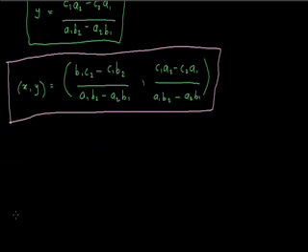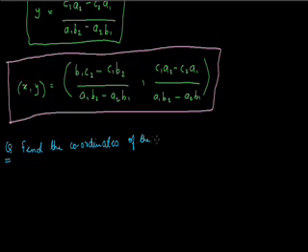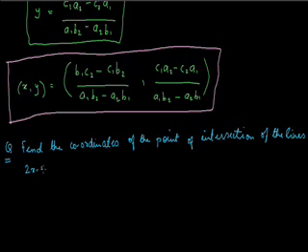So based upon this theory, we are going to see now certain examples so that we have certain clarity about how we can apply this formula. Let us see some examples. Find the coordinates of the point of intersection of the lines 2x minus y plus 3 equal to 0 and x plus 2y minus 4 equal to 0.